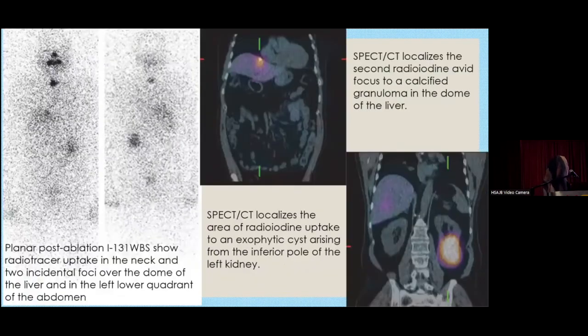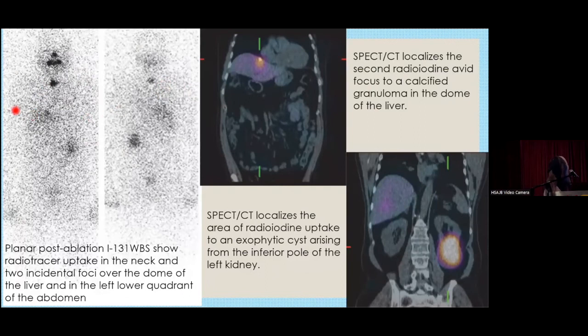Another scan where you can see that expected thyroid uptake again in the neck, but there is a very faint lesion somewhere in the liver and also down here. True enough, when we do SPECT-CT, it turned out to be a focus of calcified granuloma in the dome of the liver and also an exophytic cyst arising from the inferior pole of the left kidney, sorry.